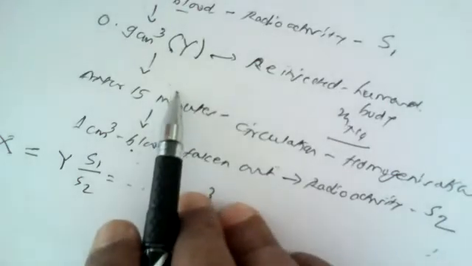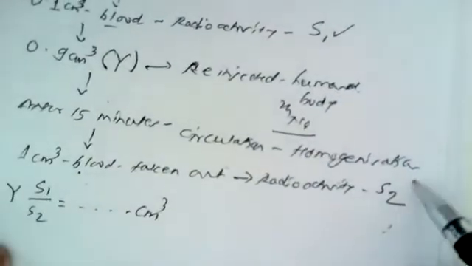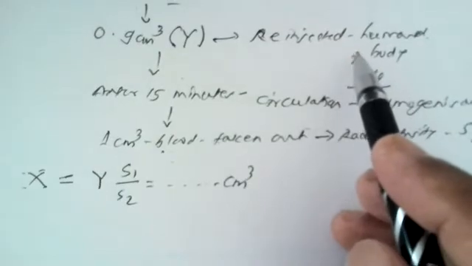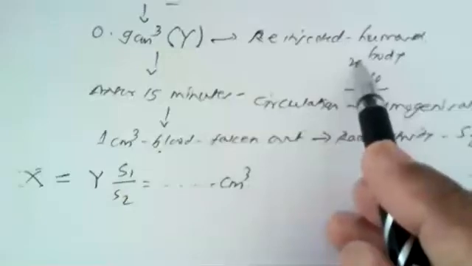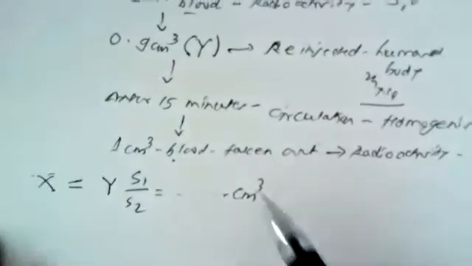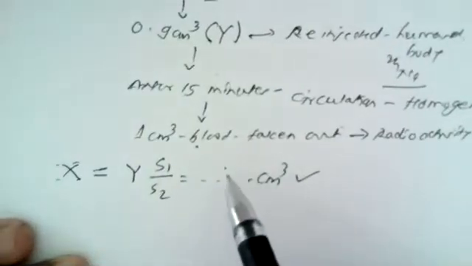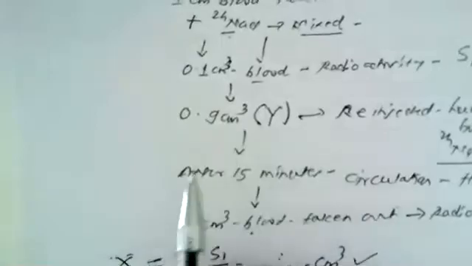With these two measurements, we know the initial radioactivity, and we also know the final radioactivity after some minutes. With these two values, we can calculate the unknown volume of blood present in the body. This value determines how much blood is there in the patient's body and how much blood is to be administered. So this is a very important outcome of these radioisotopes.